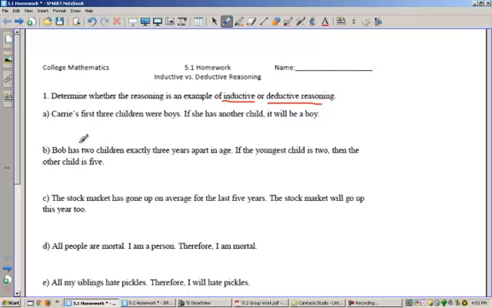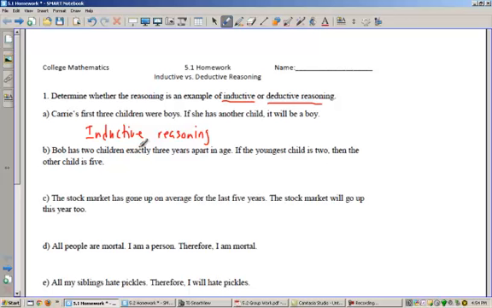So in part A, it says Carrie's first 3 children were boys. If she had another child, it would be a boy. So the idea is that these are specific cases, and we're applying it to the general case, every next child. And so this is an example of inductive reasoning. One way to spot inductive reasoning is that oftentimes the conclusion can be false.